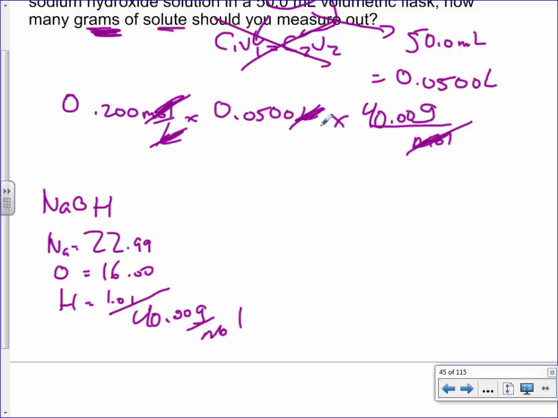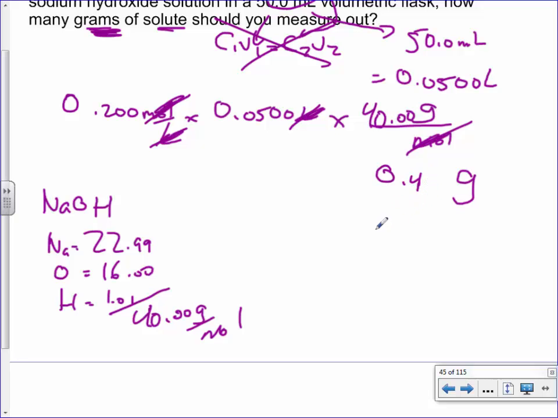What's the only thing left? Grams. Isn't that what we wanted? How many grams of solute we get? So now, use your calculator. I would recommend, don't do it in steps. Try to do it all at once. So take 0.200 times 0.0500 times 40.00. My calculator told me that this was the answer.